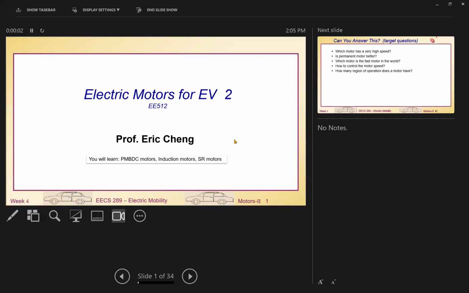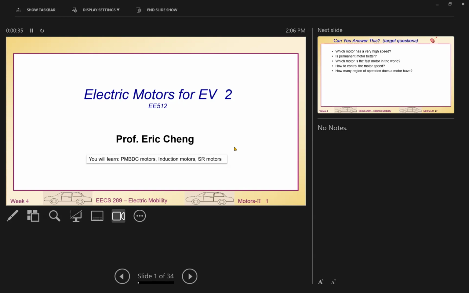So the Motor 1 chapter mainly discussed the basic DC motor. In Motor 2, we start to look at other, more advanced and more practical motors which are used in EVs. Motor 1 covered motors used in golf cars, a really simple EV system. Here we're going to learn about the PM permanent magnet brushless DC motor. We also learn about the induction motor and the SR motor. These are the motors more commonly used in electric vehicle systems.